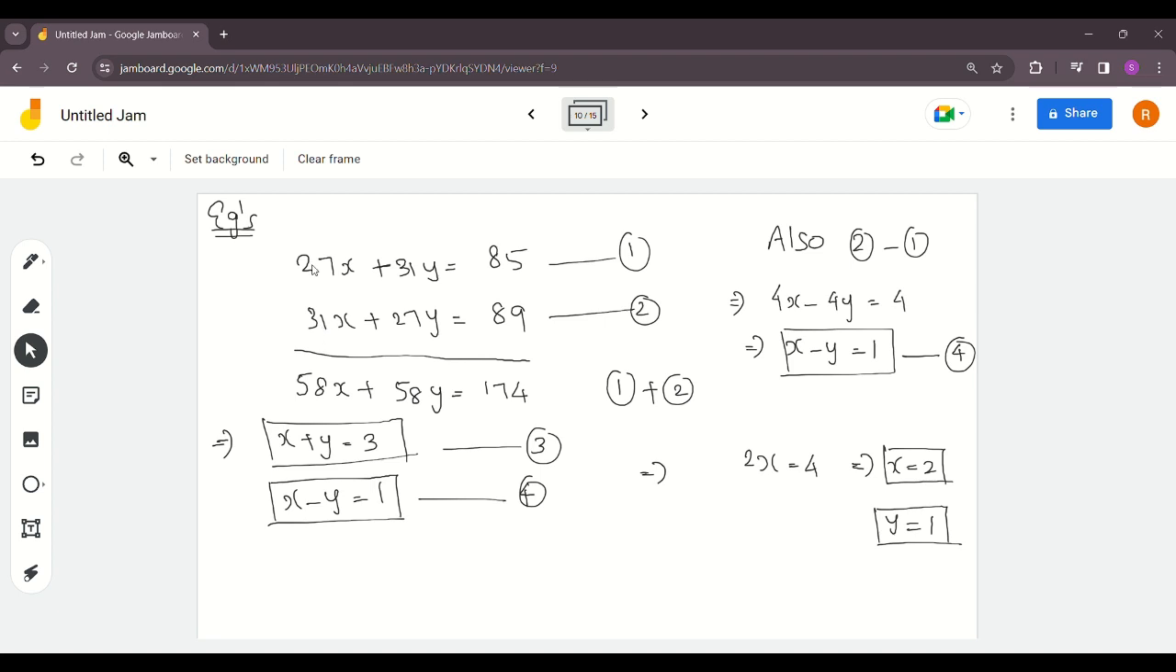What we can do is straight away add these equations. That's what we have done, 1 plus 2. So that is 58x plus 58y equal to 174. 58 is common, you divide it by 58, so you get x plus y equal to 3.